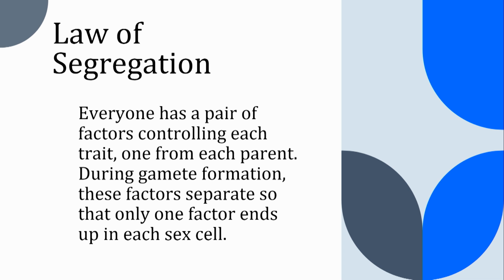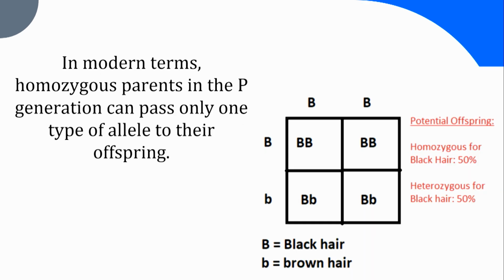Okay, so what's going on here is that when we make those gametes, think back to our last unit on meiosis, we're separating these factors, okay? And you only get one from each parent. That's going to play a really big role when we're looking at pedigrees, okay? So here's another example of it. In modern terms, homozygous parents in the P generation can only pass one type of allele to their offspring, okay?